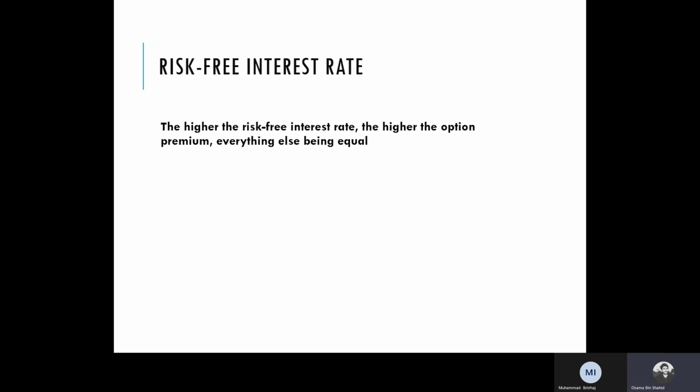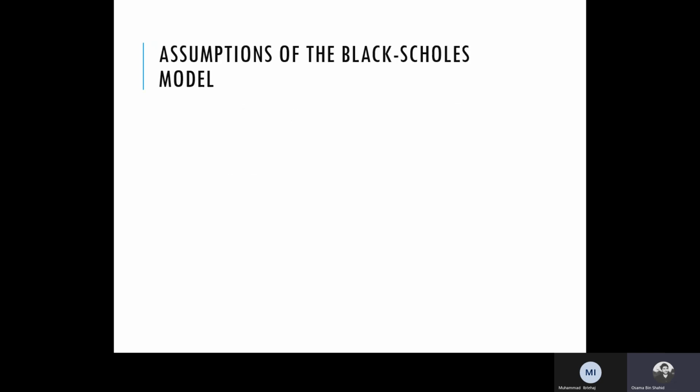Risk-free interest rate. The higher the risk-free interest rate, the higher the premium. It is so simple, because if the risk-free interest rate is higher, we have to compensate for that in the premium of the option. It is as simple as that.